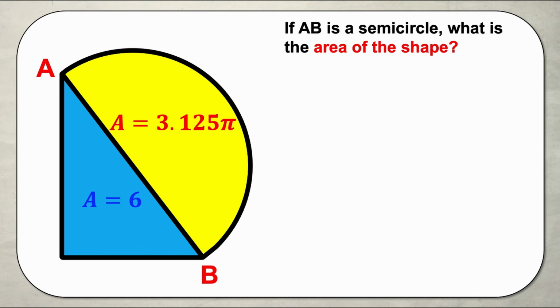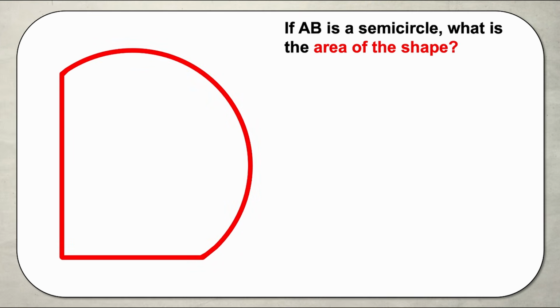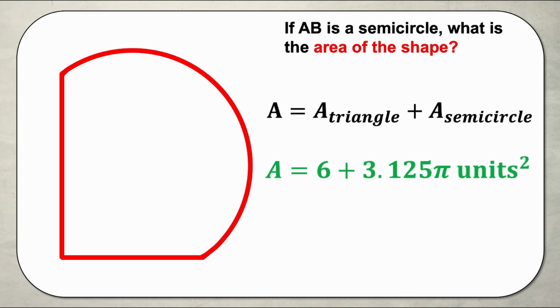So now that I have both of these areas, all I need to do to get the total area of this is to add up the two values I have. So total area is equal to the area of the triangle plus the area of the semicircle. Now if I want an exact answer, I need to leave pi in it. So it's going to be area is equal to 6 plus 3.125 pi square units. But if I want to round it, then this will be approximately 15.817 squared units.